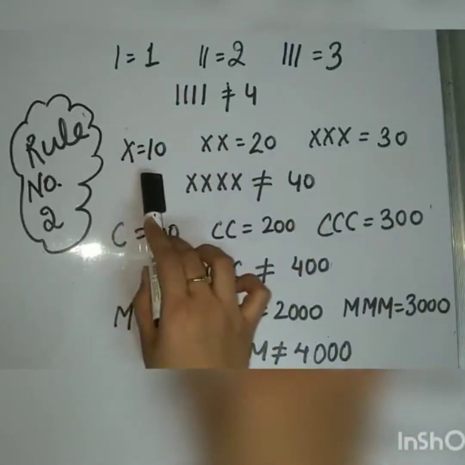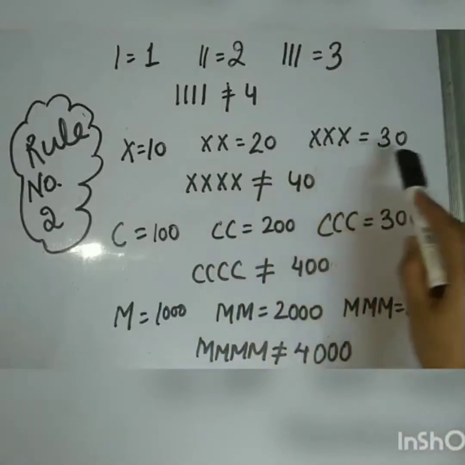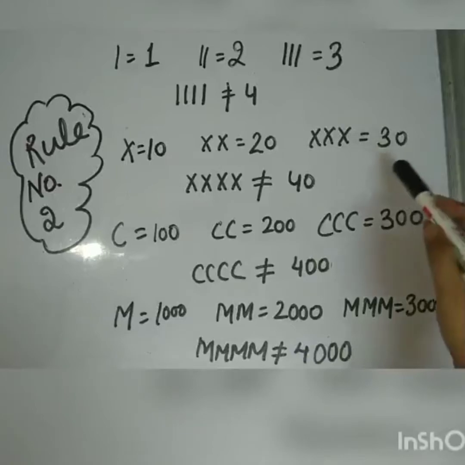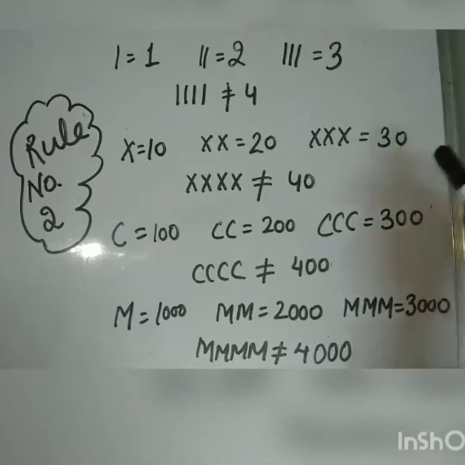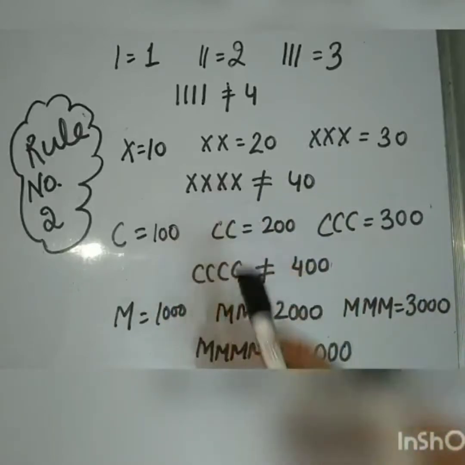X denotes 10, double X denotes 20, triple X denotes 30, because the symbol X is repeated up to a maximum of 3 times. So 40 cannot be represented as 4 times X.